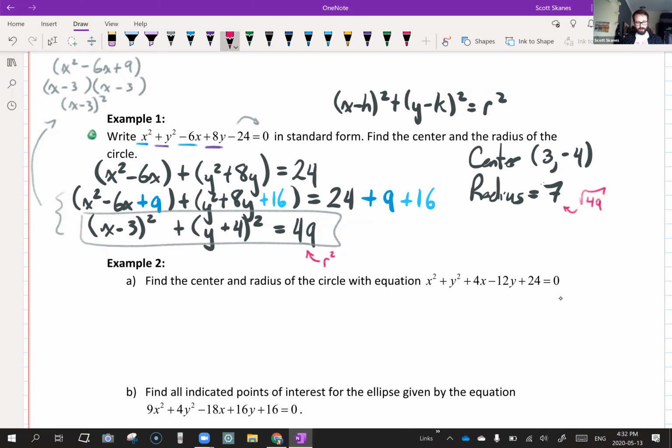Okay, how do we feel about that? Almost every example we do today is going to be similar to this. So if you got the basic idea, you will be pretty good with most of what we're doing today.